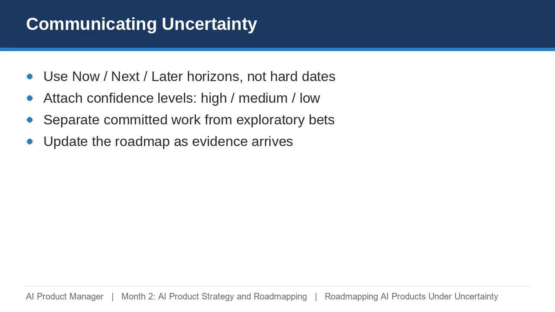Stakeholders need honesty without panic. Present proven and unproven work in now, next, and later horizons rather than precise quarterly dates. Attach confidence levels to items. Clearly separate committed, low uncertainty engineering from exploratory research bets. And treat the roadmap as a living artifact that updates as learning milestones produce evidence.